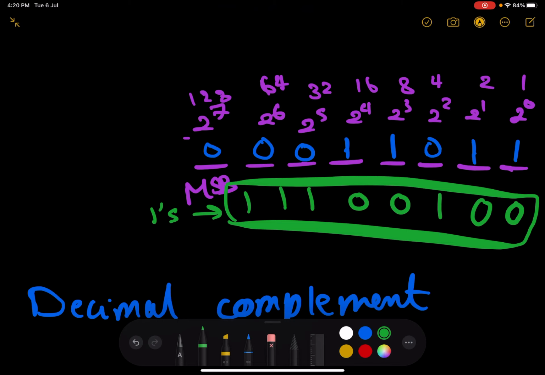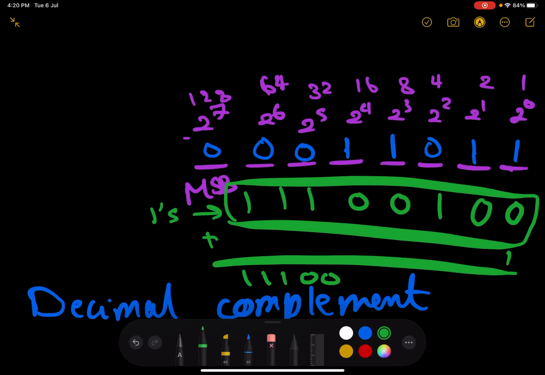And how to get the 2's complement? Just add 1 to the number. Now we have 1, 1, 1, 0, 0, 1, 0, 1. So this is our 2's complement of negative 27. And that's it for binary system.